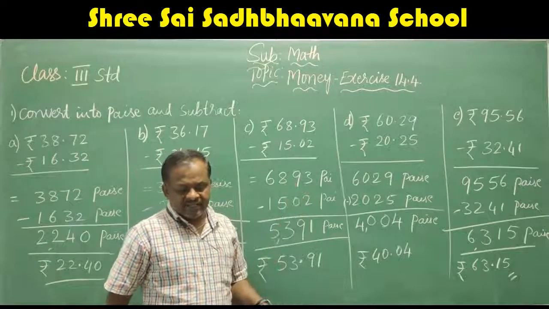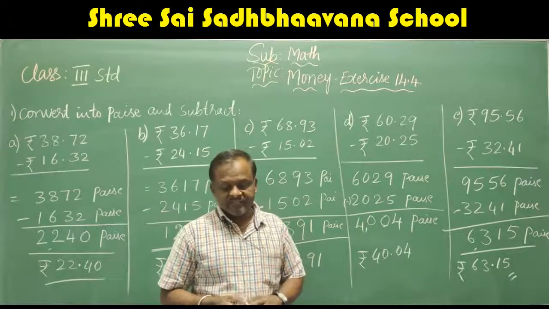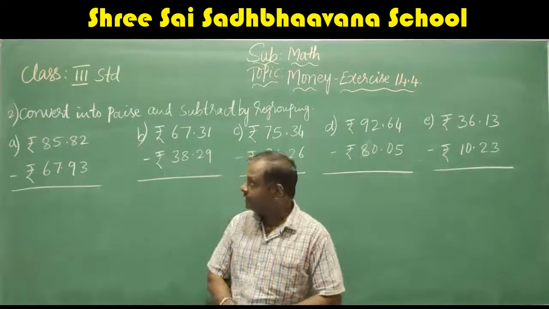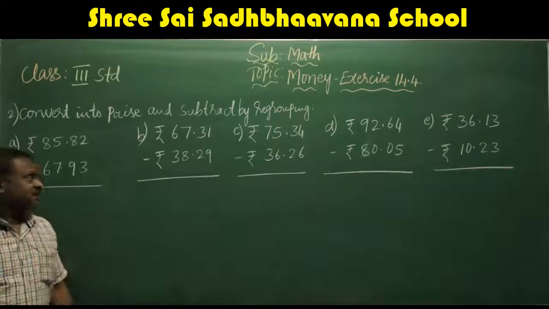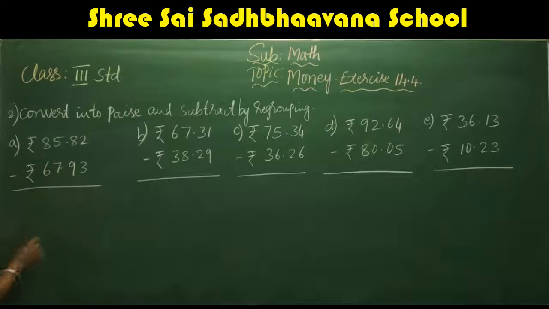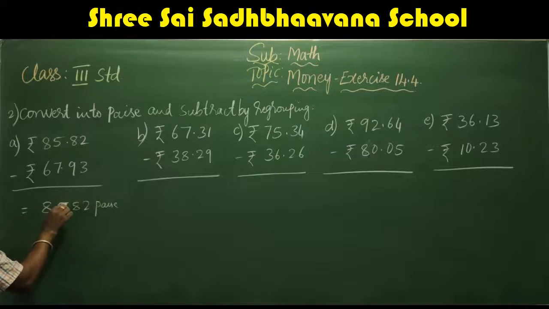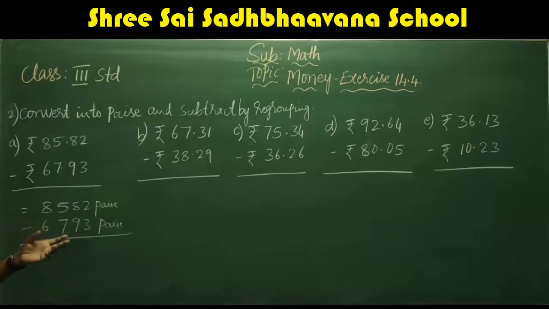Okay. Next we will move to the next main, convert into paise and subtract by regrouping. Coming to the second main, here conversion into paise is the same. Rupees 85.82 can be written as 8,582 paise. This is rupees 67.93 and minus 6,793 paise. Here you have to take the carry and subtract.